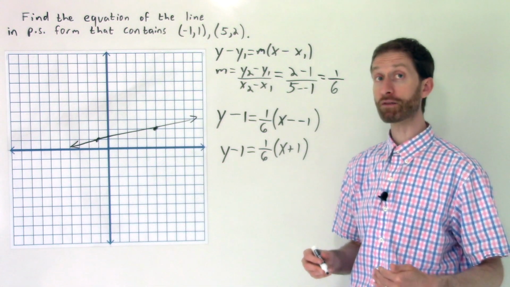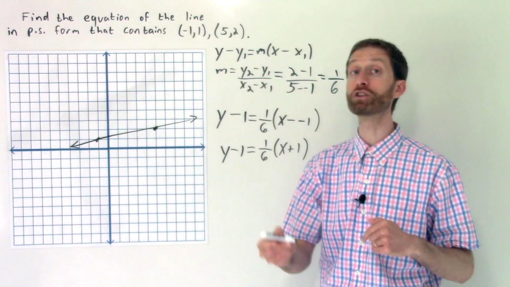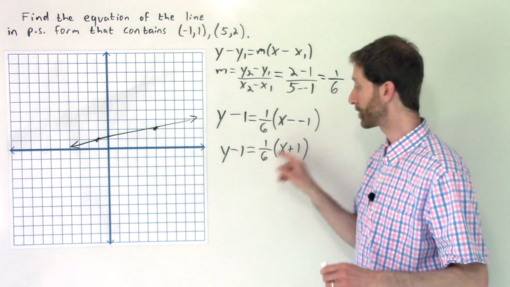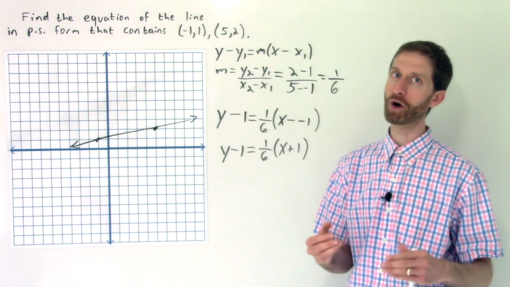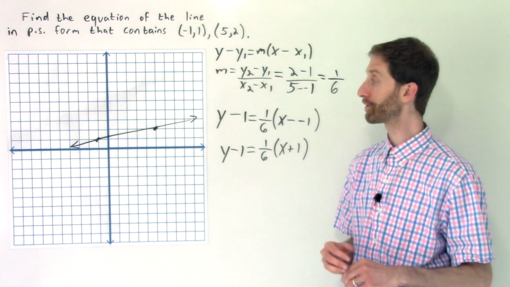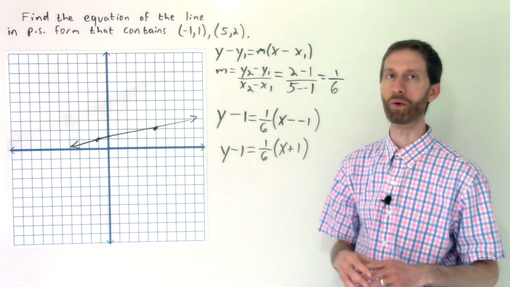Now, on the flip side of the video, I'm going to show you how to do this problem and then eventually convert that answer into slope-intercept form. So if you're ever asked to do that, you'll want to stay tuned and see the other side of the video. For now, this is how you find the point-slope form of the equation of a line given 2 points.